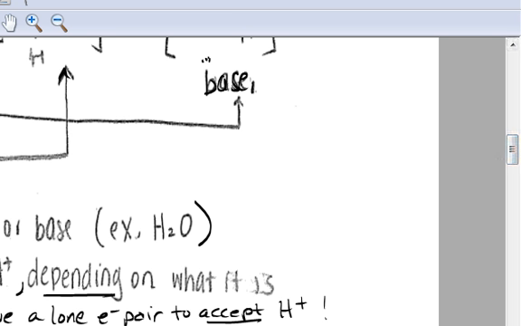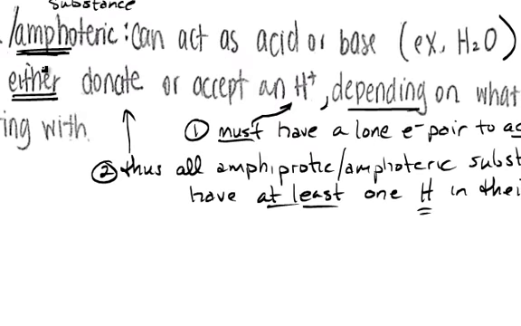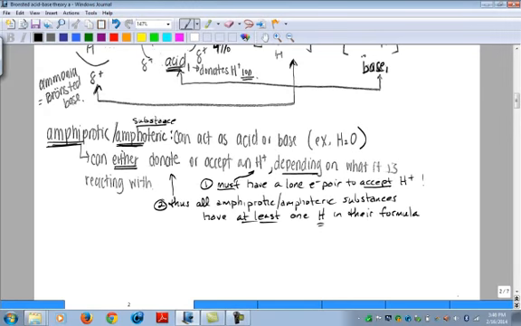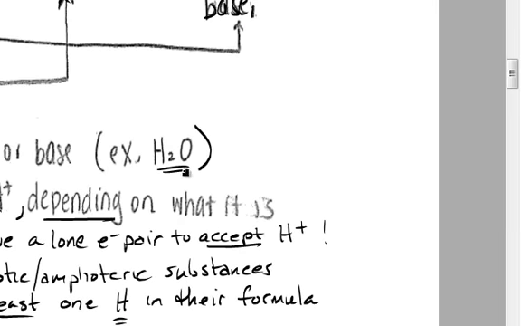Water is an example of an amphiprotic or an amphoteric, same exact meaning, substance. The prefix "amphi" means both or double. Someone who's ambidextrous can use both hands with equal dexterity or skill. So an amphiprotic or amphoteric substance can act as an H+ donor or acceptor depending on what that substance is reacting with. So water is an example of one.